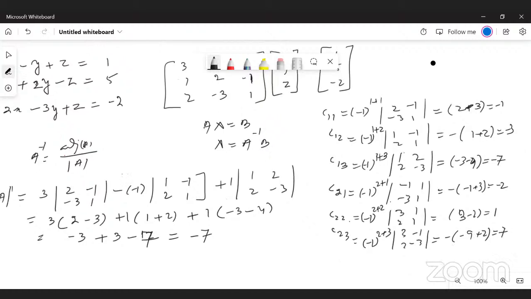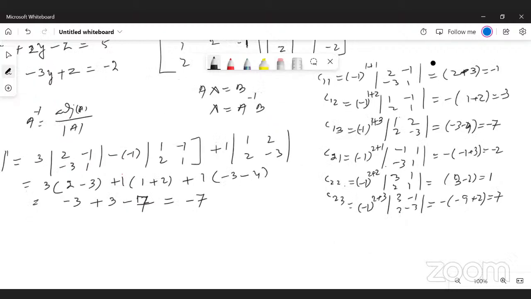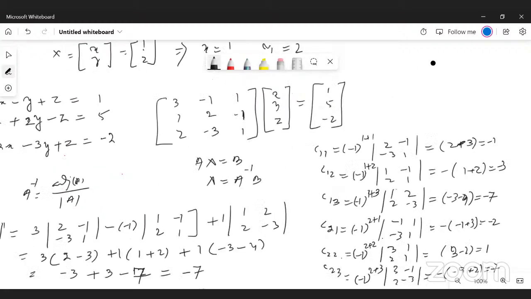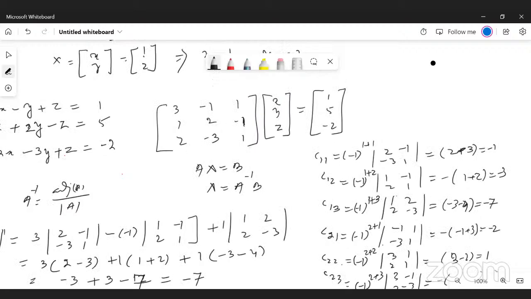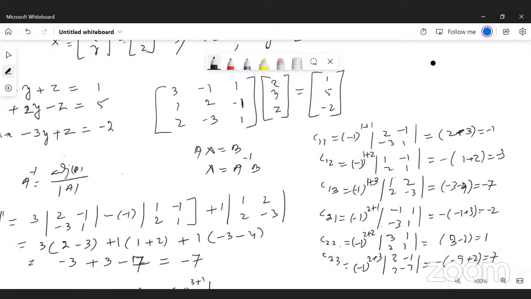Okay, then the third row. C31 means -1 to the power third row first column. Third row first column, what will it be? -1, 1, 2, -1.